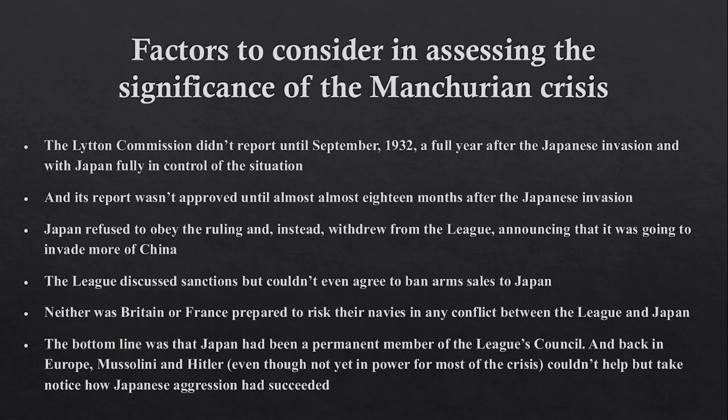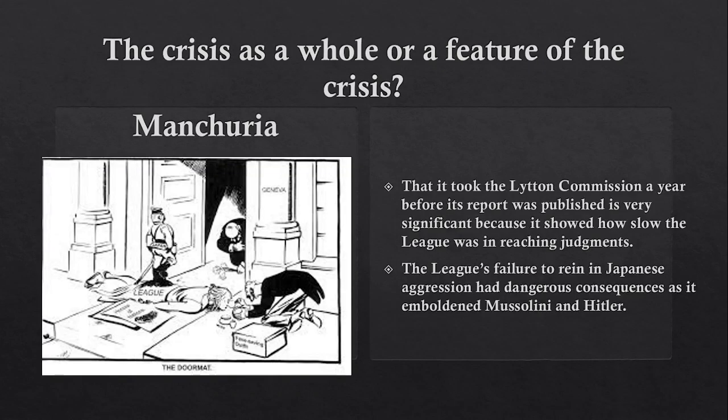And for each crisis, I identify 6 factors that I think should be considered in assessing the League. So I would suggest you pause the presentation and read them, though I've also put a version of this presentation on my website, History Made Easier, if you prefer to use that. Also for each crisis, I give an example of how you would evaluate the crisis, a particular feature of the crisis or the crisis as a whole.